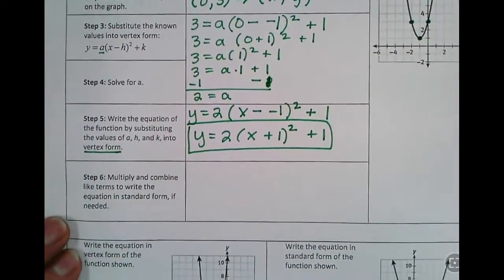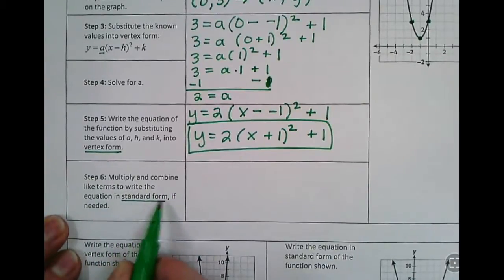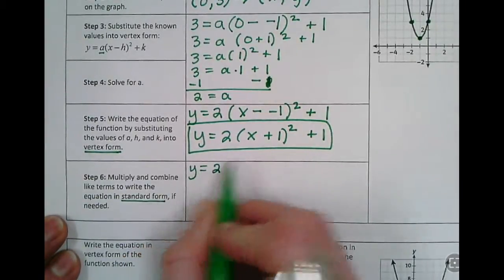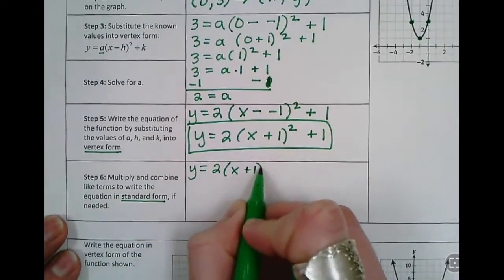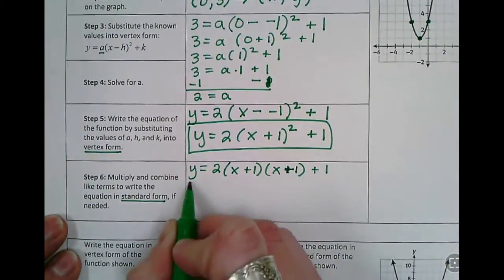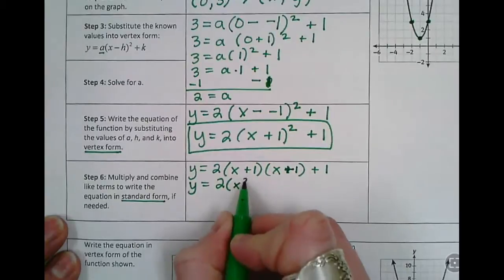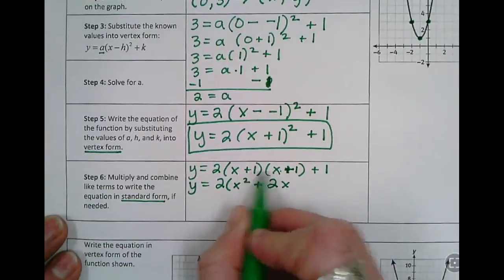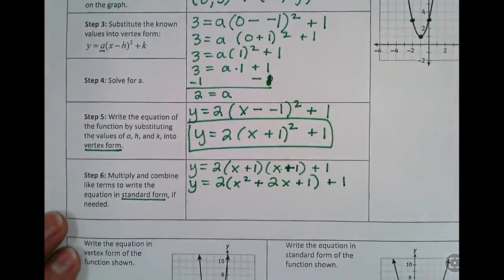My last step, if needed, is to multiply and combine like terms to write the equation in standard form. So to write this in standard form, I have y equals 2. I'm going to multiply out x plus 1 quantity squared, which is x plus 1 times x plus 1. So next I have 2, x plus 1 times x plus 1 is x squared plus x, which will give me 2x, and 1 times 1 is 1. Don't forget you still have this plus 1 on the outside.